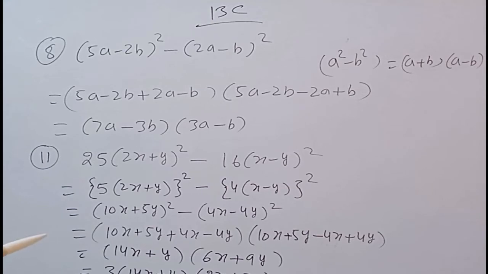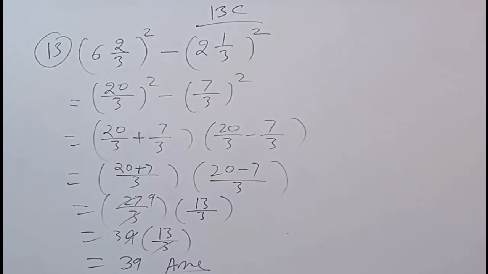In 6x plus 9y, we can take 3 common. So we have 3 here, (14x plus y), and when we take 3 common, we get 2x plus 3y inside the bracket. So in that manner, you will do questions number 8 and 11. Children, I am taking question number 13 of exercise 13C.